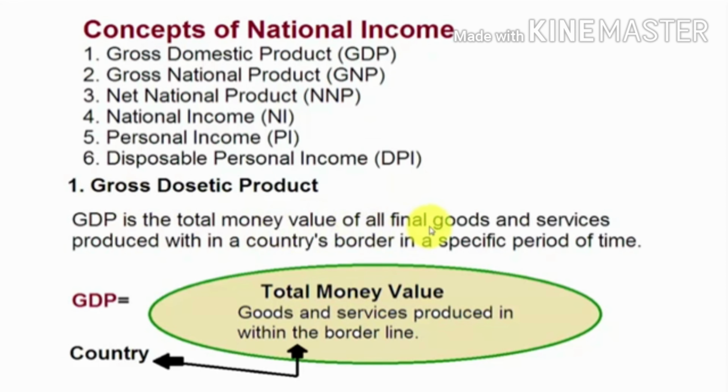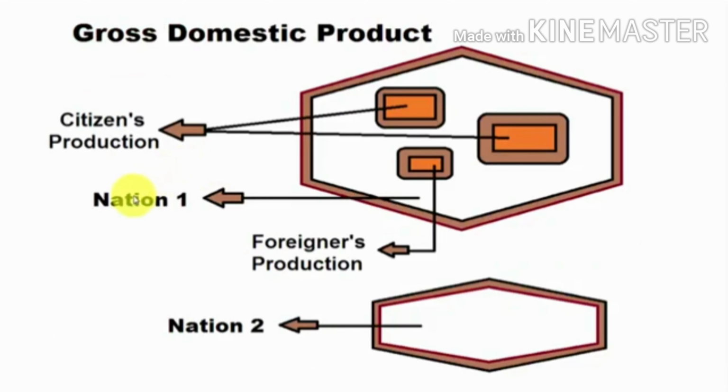GDP is the total money value of all final goods and services produced within a country's border in a specific period of time. Usually it is calculated on a yearly basis. Now in this slide we can better understand what GDP is. Consider this whole diagram as nation 1 and these three as firms of this nation. There are two types of production. One is their own citizens' production and the other one is foreigners' production. So in GDP we not only include citizens' production but also foreigners' production.